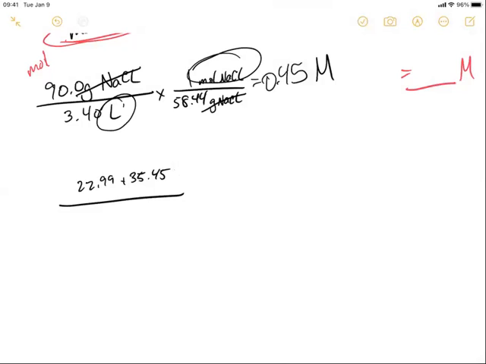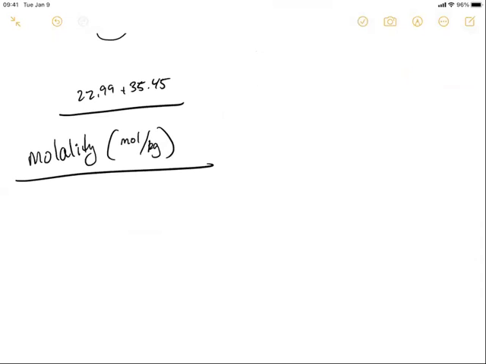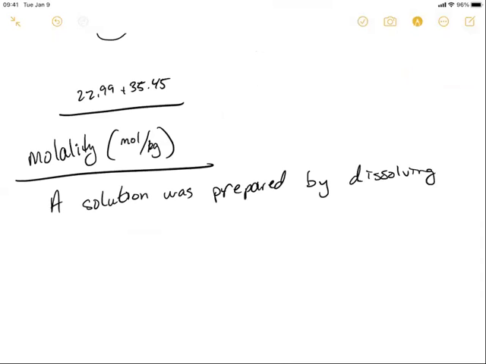All right, a practice problem for molality, which again is moles per kilogram. I've got a solution that was prepared by dissolving 17.1 grams of sucrose in 125 grams of water. And then what is the molality?